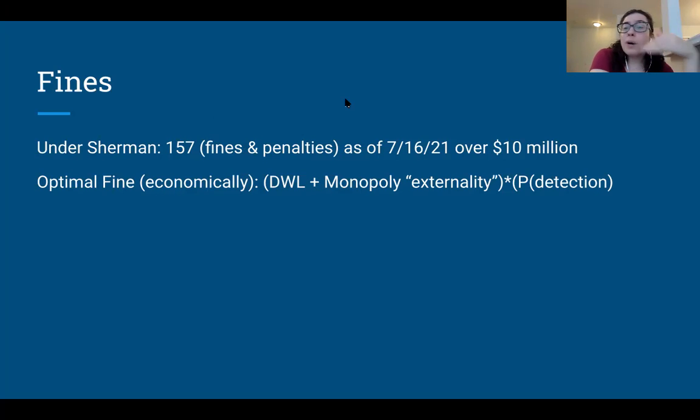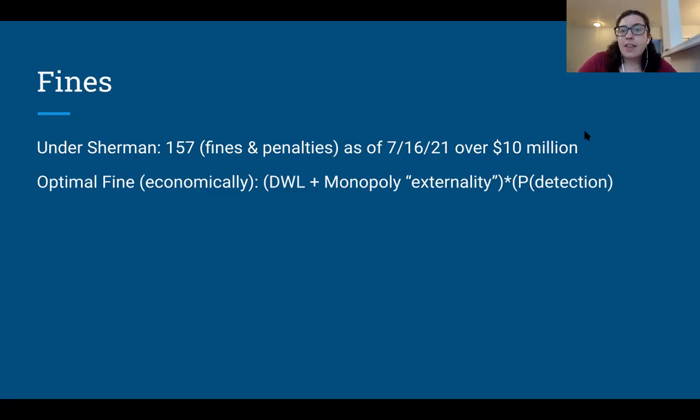So what is an optimal fine? Economics defines it as the deadweight loss plus the monopoly transfer, the monopoly-like externality, if you will, times the probability that it is detected. So you want the fine to equal the inefficiency in the market plus what the producers steal from the consumers, and then times probability, as things always are. If you think you're 50% able to be detected for this, then halve it, etc. So that's what the optimal fine is.